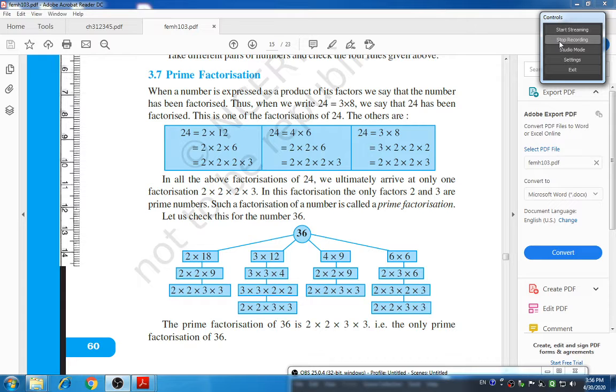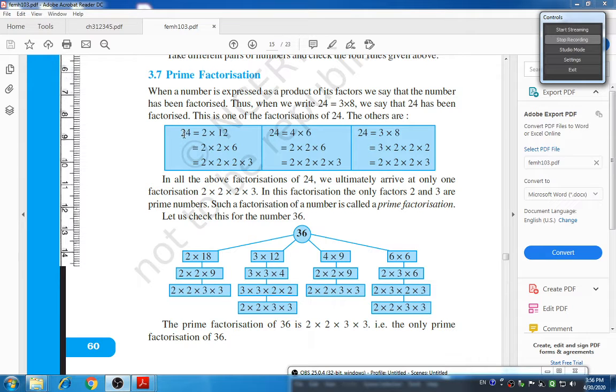That means when we find the factors, they should be prime numbers. When a number is expressed as a product of its factors, we say that the number has been factorized. Thus, when we write 24 = 3 × 8, we say that 24 has been factorized. This is one of the factorizations of 24, and there are many different ways that we can use to factorize the number.